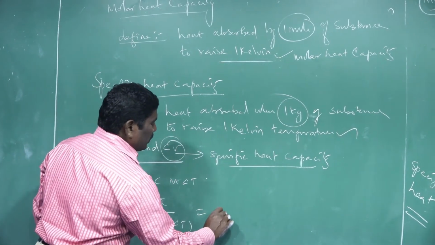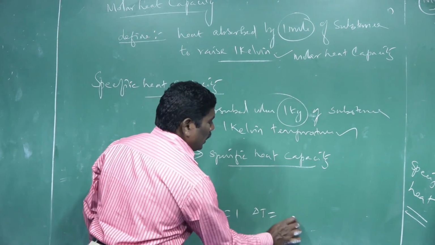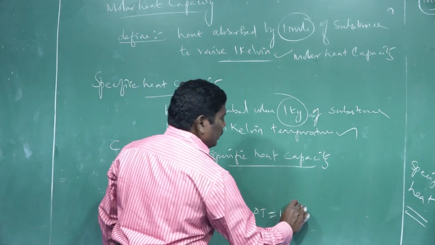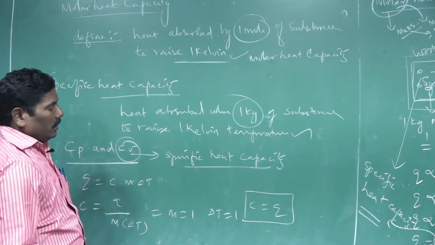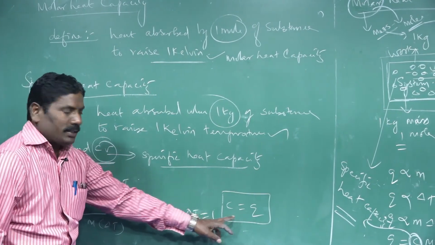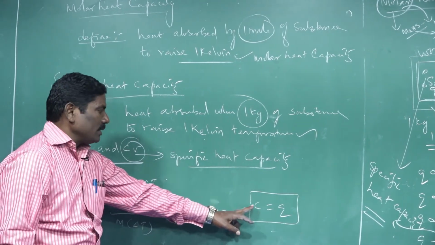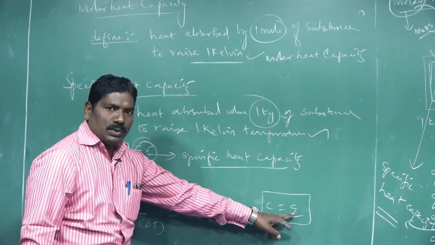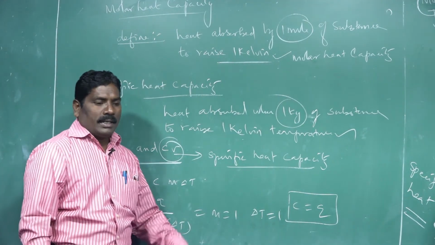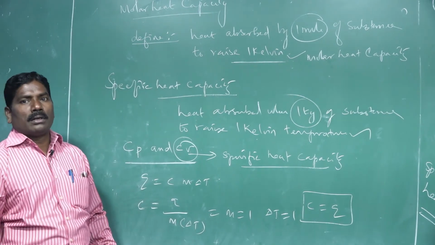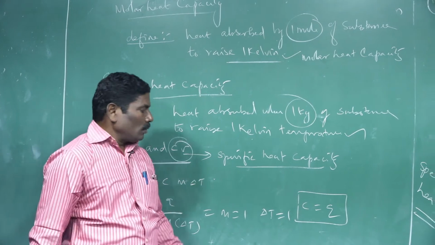Here m is equal to 1 and delta T is also equal to 1. In these cases, C is equal to Q. That's a point you should understand. C is equal to Q when delta T is 1 and mass is also 1. In these cases, the heat capacity is equal to the heat absorbed by the system. Here we are going to compare how to derive these concepts using work done.